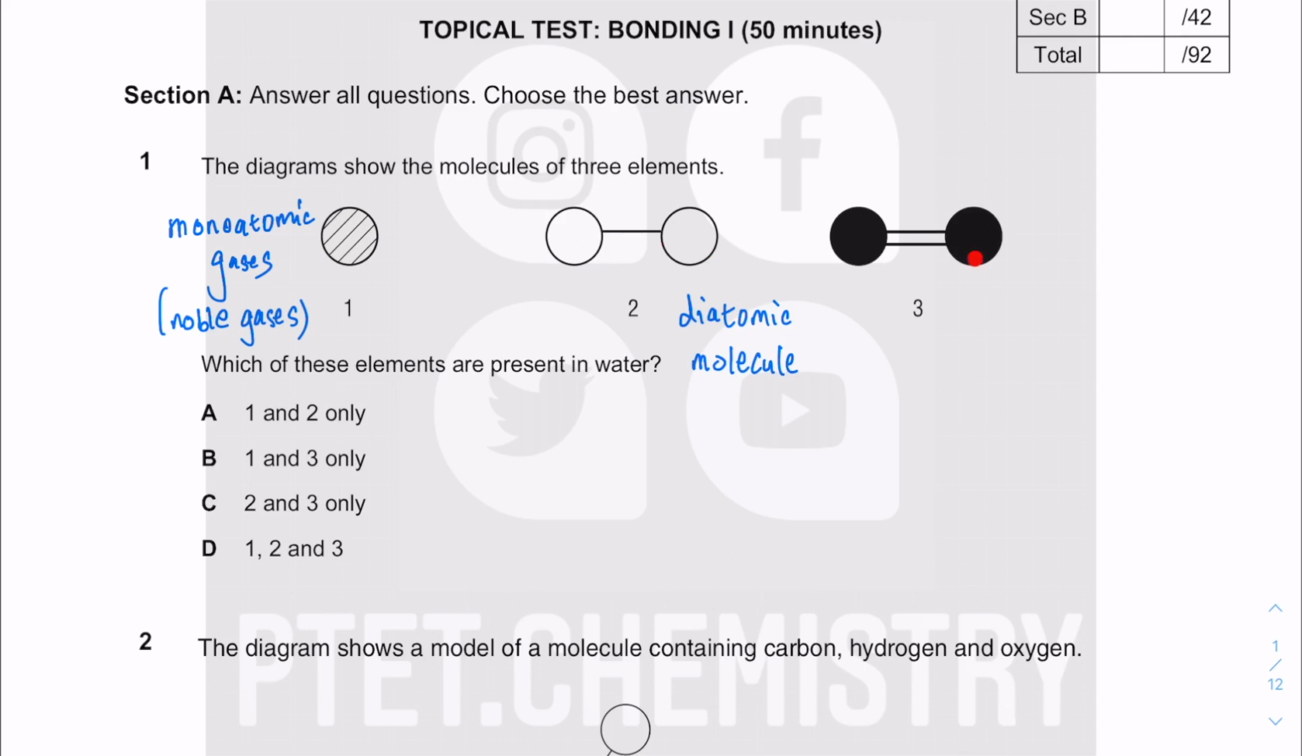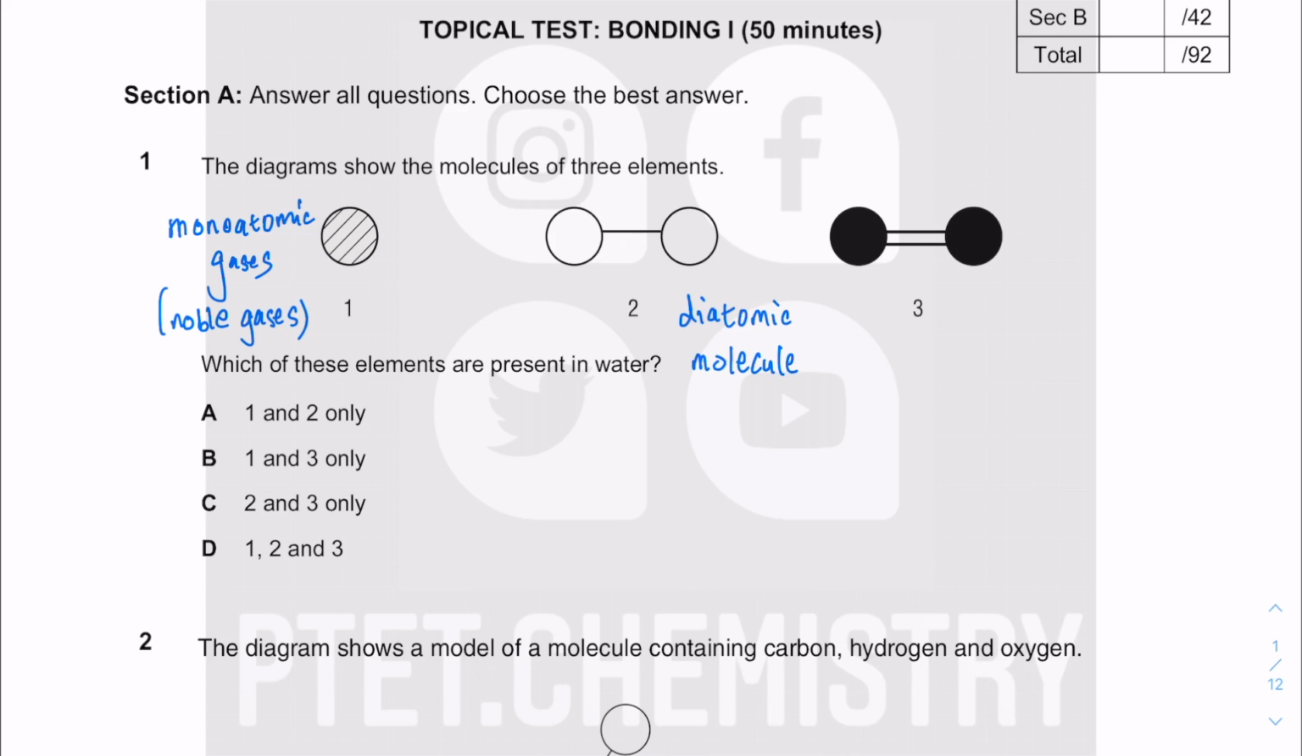So here, this is another molecule. This is another diatomic molecule because it's got 2 atoms. Both atoms are the same type, so it's also an element. But here you have double, meaning 2 covalent bonds, 1 and 2. Here you have a single covalent bond.